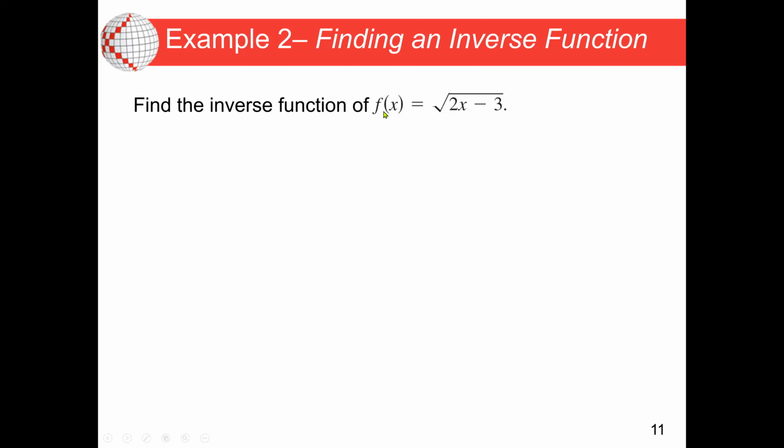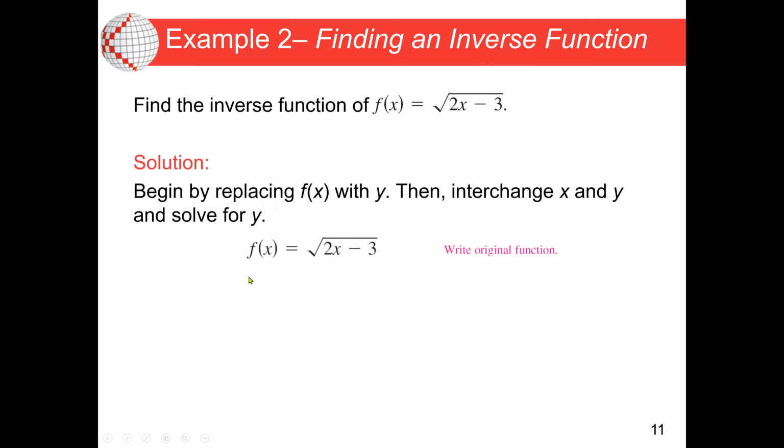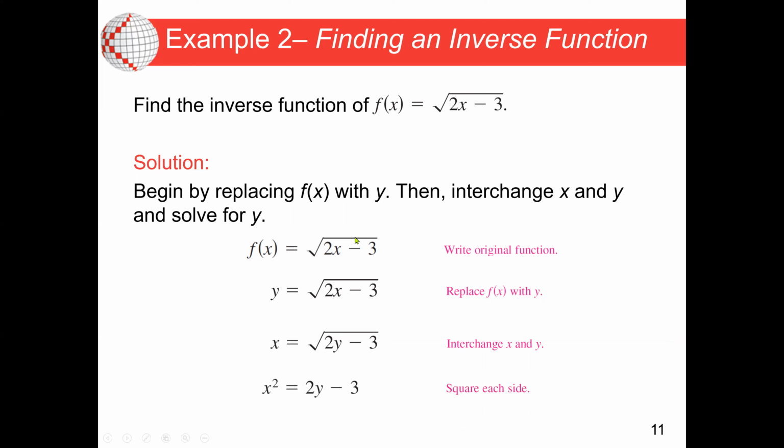So first I can replace f of x as y. So we get f of x equal to square root of 2x minus 3, and we'll replace it with y equal to square root of 2x minus 3. Now, anywhere I see y, I'm going to change it to x, and anywhere I see x, I'm going to change it to y. Then we solve for the value of y. So here y now becomes x, and x now becomes y. Then we solve for the value of y.